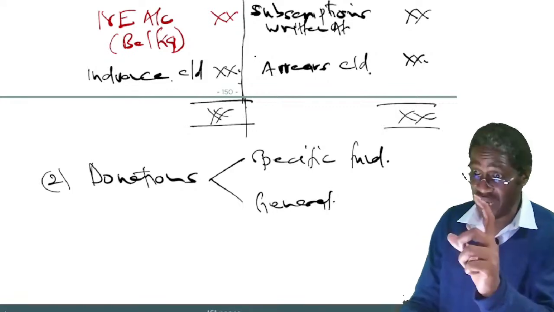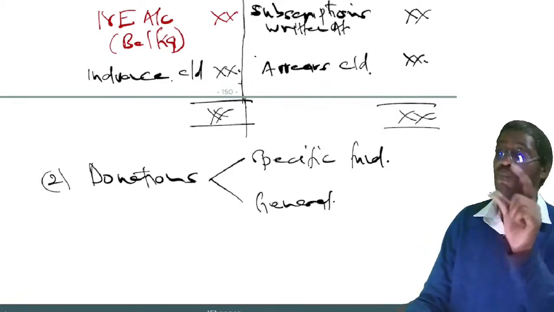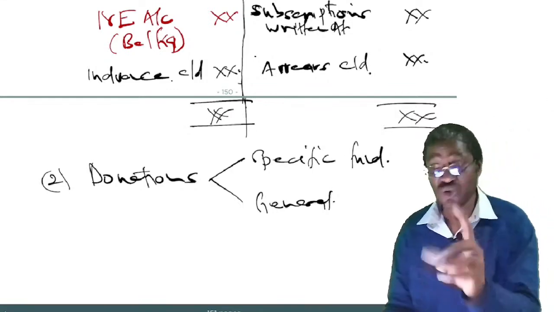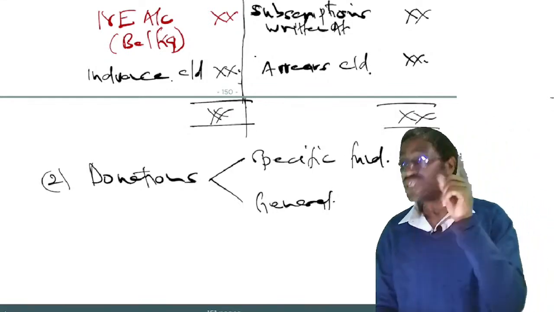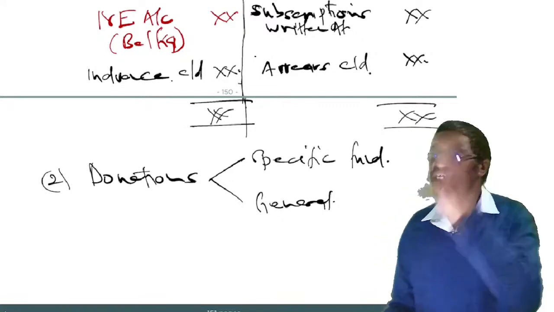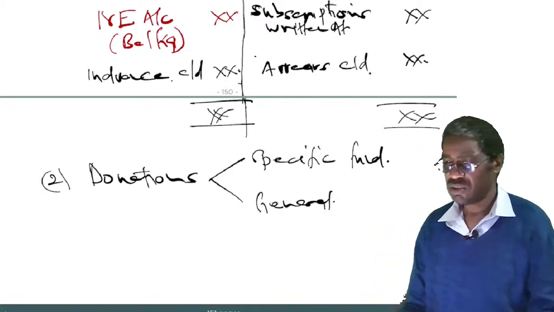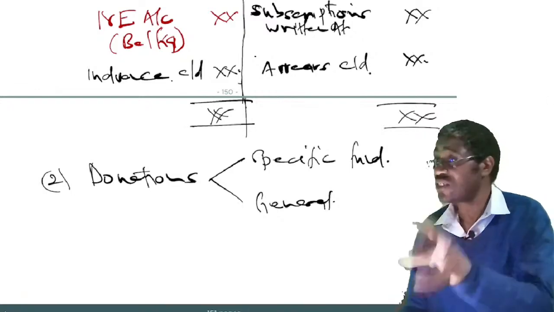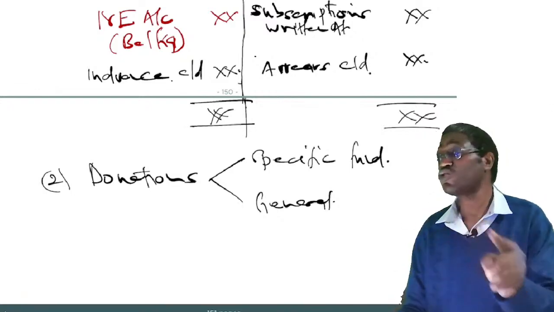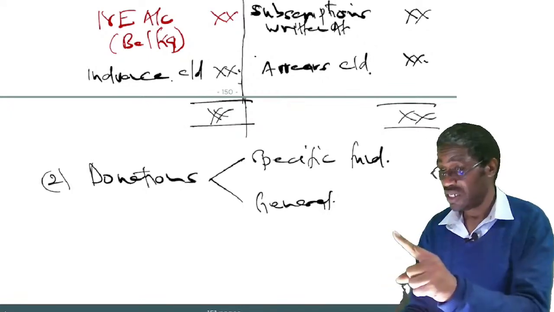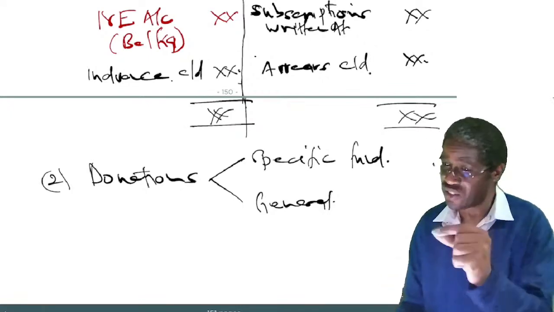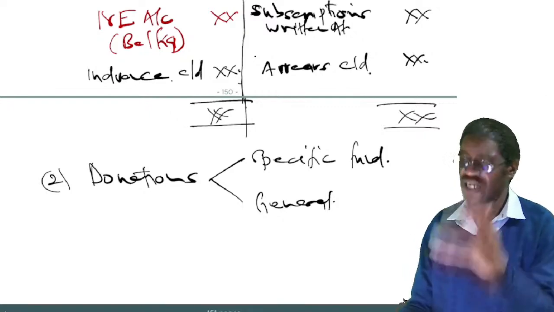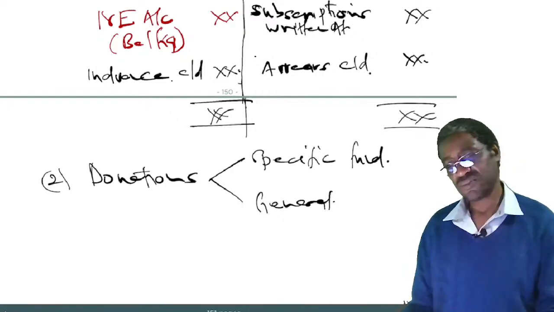If it's to buy a bus, you will open a bus fund account. You will debit bank because you are receiving the money, and you will credit that fund account. Then at the end of the year, if you have not utilized the money, it will go to your balance sheet as part of finances. That means you are being funded.